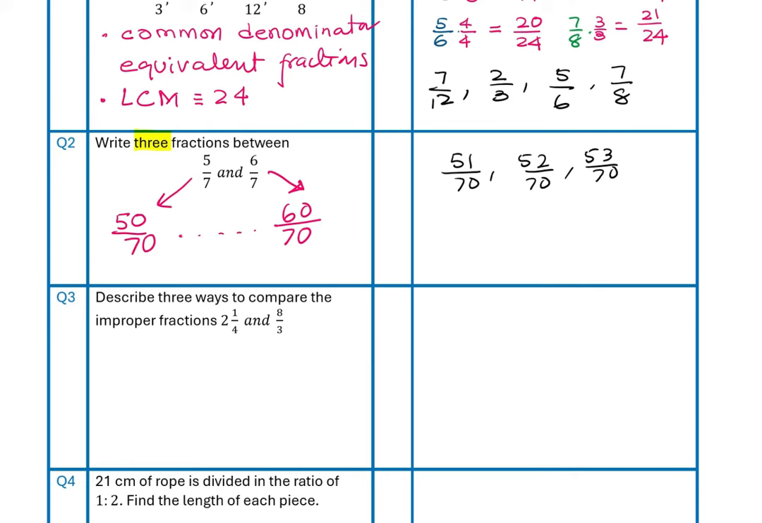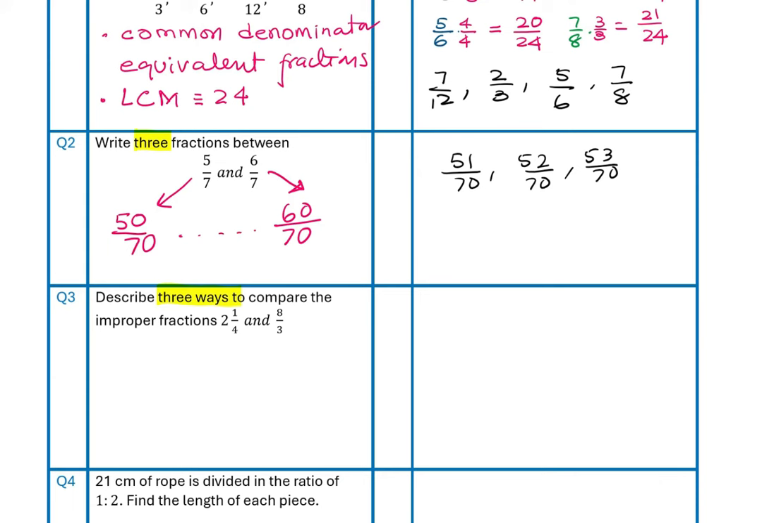Question number 3 here is describe three ways to compare the improper fraction 2 1 by 4 and 8 by 3. So, purposely, I have taken here three ways to compare, and we have got two fractions here.